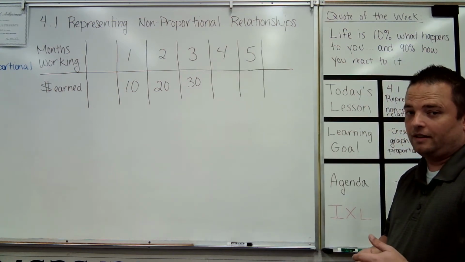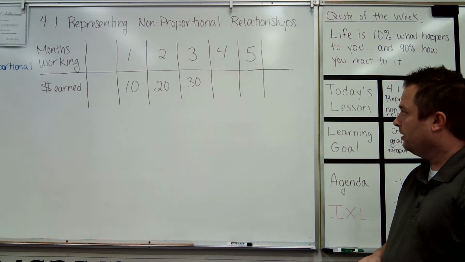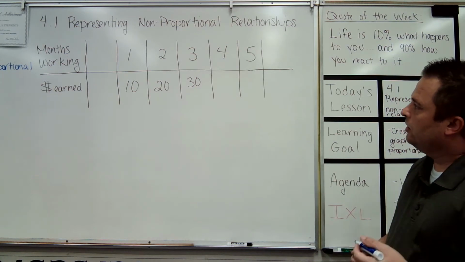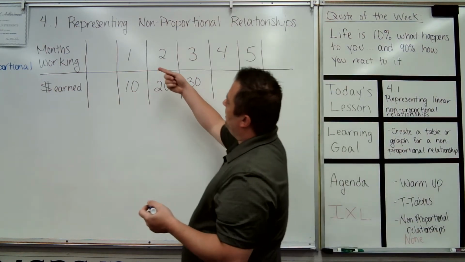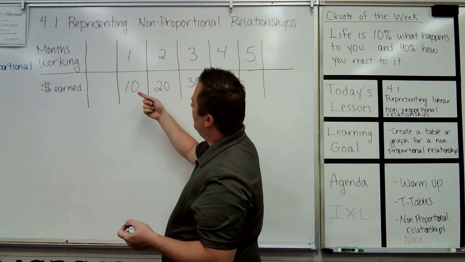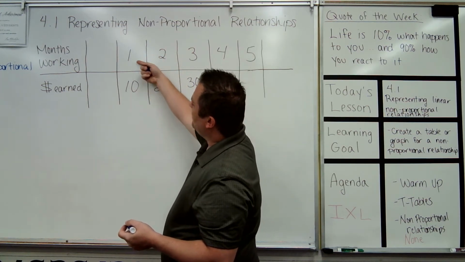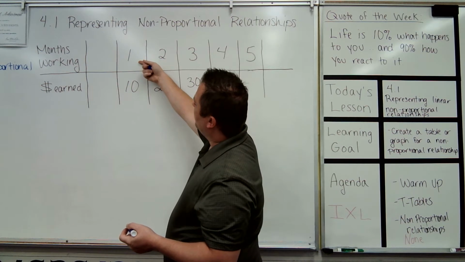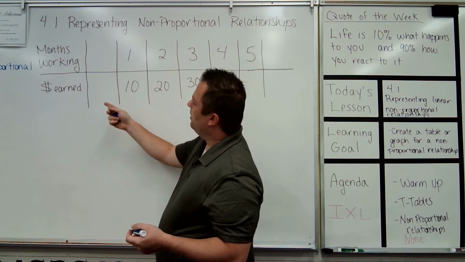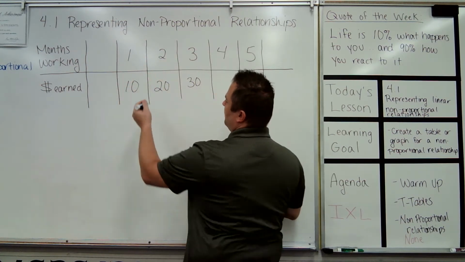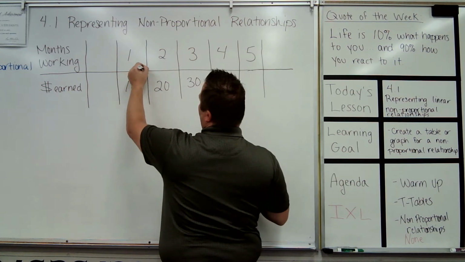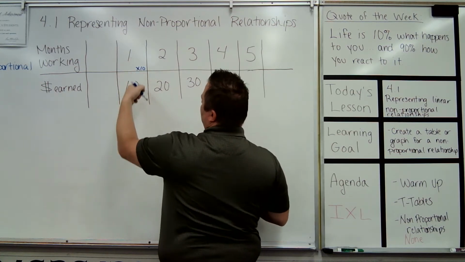I hope you paused it and did this yourself, but if you didn't, okay, let's move on. So let's imagine that if I worked for 1 month, I would have $10. If I did chores for my parents, they would pay me $10 for every month that I worked. So we could think of this as times 10. This is a 1 times 10 relationship.